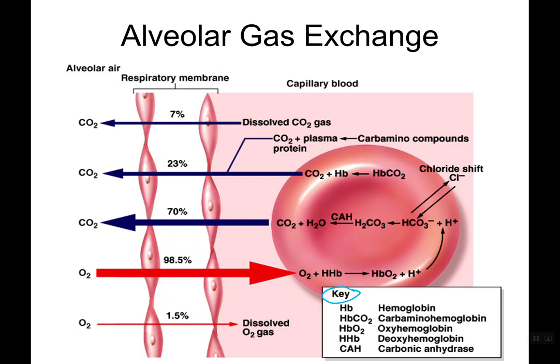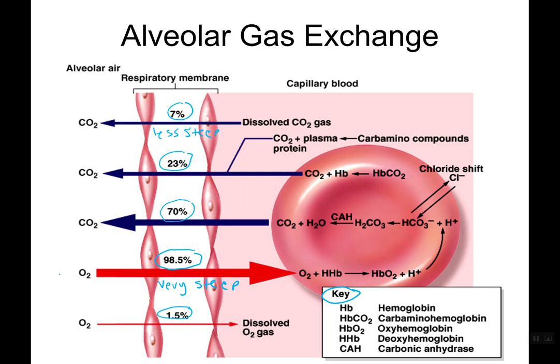Remember, we have partial pressure differences driving these arrows in their respective directions, and the relative sizes of the arrows indicate the steepness of the gradient. So this gradient is very steep, and this one less steep. The arrow size also indicates the relative percentages of each gas or gas carrying method. So 98.5% of inhaled oxygen ends up on hemoglobin, as opposed to only about 1.5% directly dissolving into the plasma.